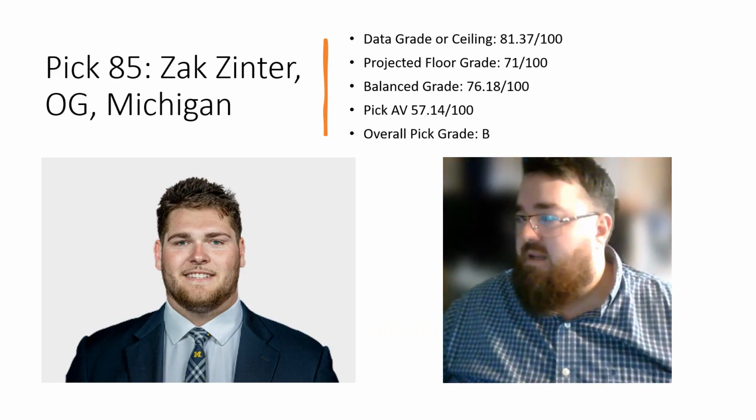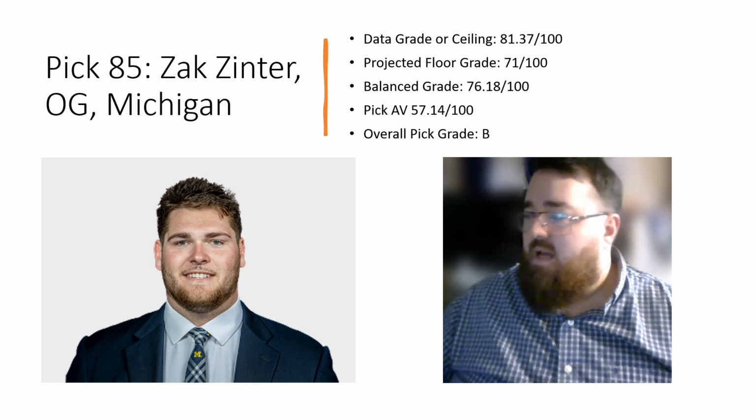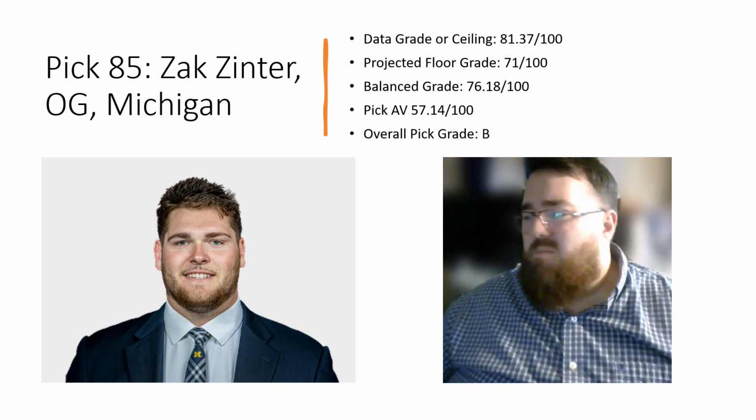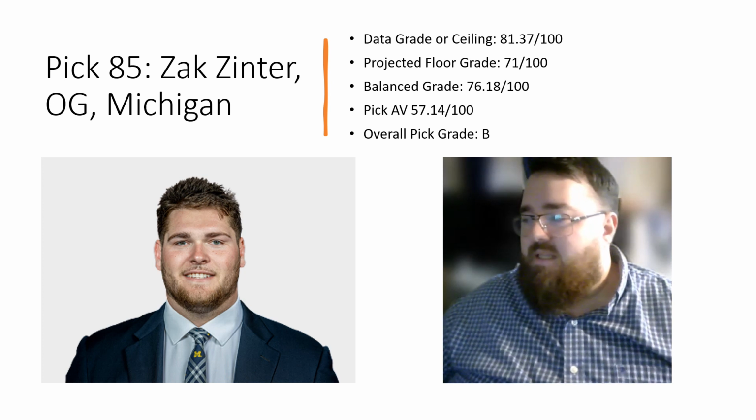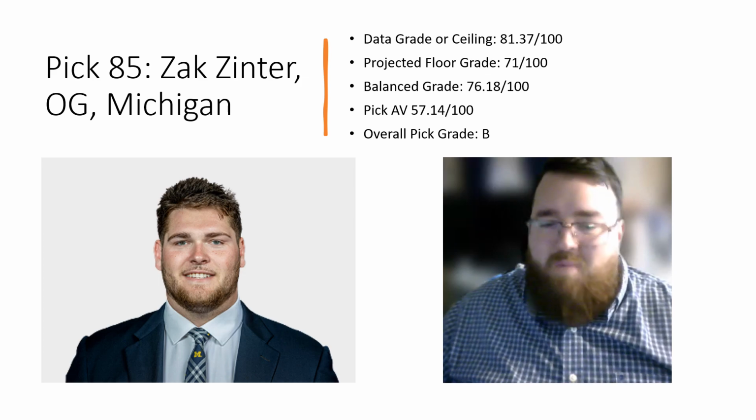Then, of course, we get to pick 85 and Zach Zinter, offensive guard out of Michigan. His data grade was 81.37 out of 100. His floor is 71. His balance grade is 76.18. And his pick AV is 57.14. So most picks taken at 85, they usually end up being 57 percentile prospects at the NFL level. His overall pick grade is a B.